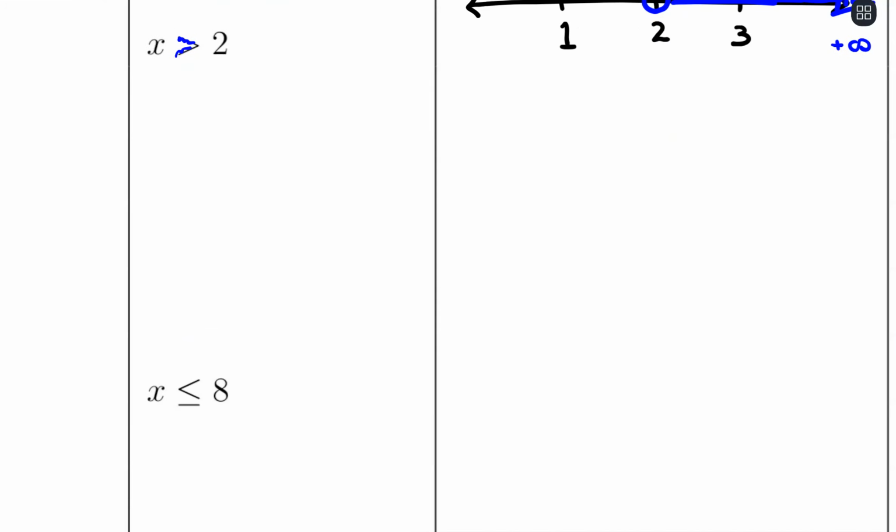This next one, we see x, and then we have the less than symbol, so the alligator mouth is pointing towards the 8, so 8 is the bigger thing here. But then we also have that line underneath, which says that we can also equal 8. So what this is, x is less than or equal to 8.